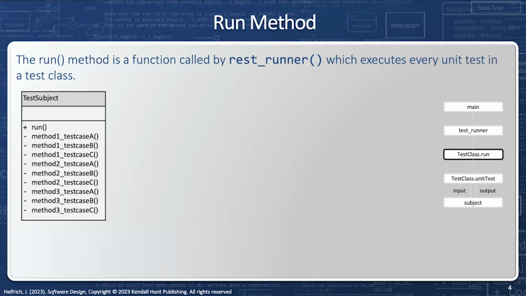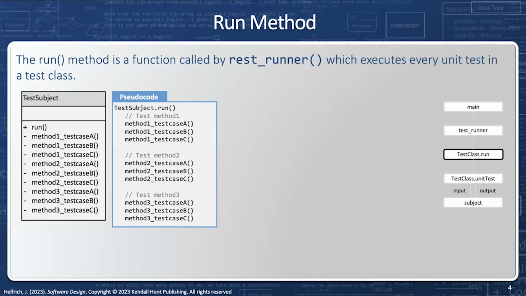So let's take a look at the pseudocode for our test subject. So test subject.run is simply going to call method 1 test case A, then test case B, then test case C, and so on. So the run method is really, really simple and easy to write. Of course, we have to remember to call the unit test method once we create one. That's really the only step.